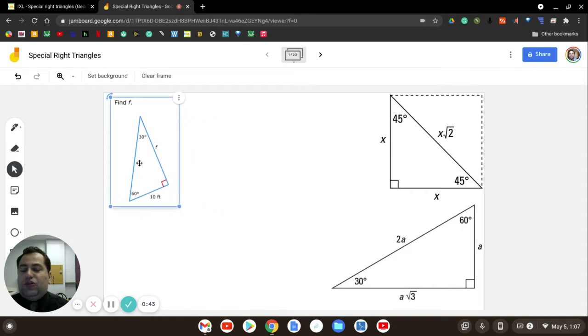All right. So when you're looking at these triangles, the first thing you have to do is decide which triangle you have. So I have a 30, 60, 90 triangle. And then the next thing you have to do is figure out what you know. So if I'm looking here, I have one side that's 10. That 10 is opposite 30 degrees.